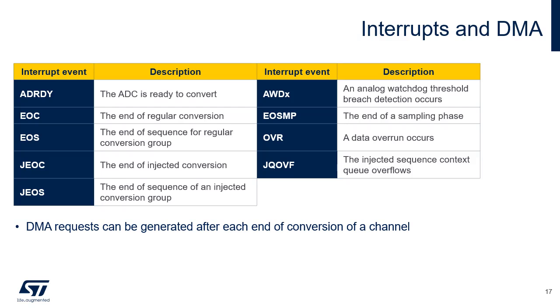Each ADC supports 9 interrupt events: ADC ready, end of conversion, end of sequence, end of injected conversion, end of injected sequence, analog watchdog, end of sampling, data overrun, and overflow of the injected sequence context queue. DMA requests can be generated at each end of conversion when the ADC output data is ready.